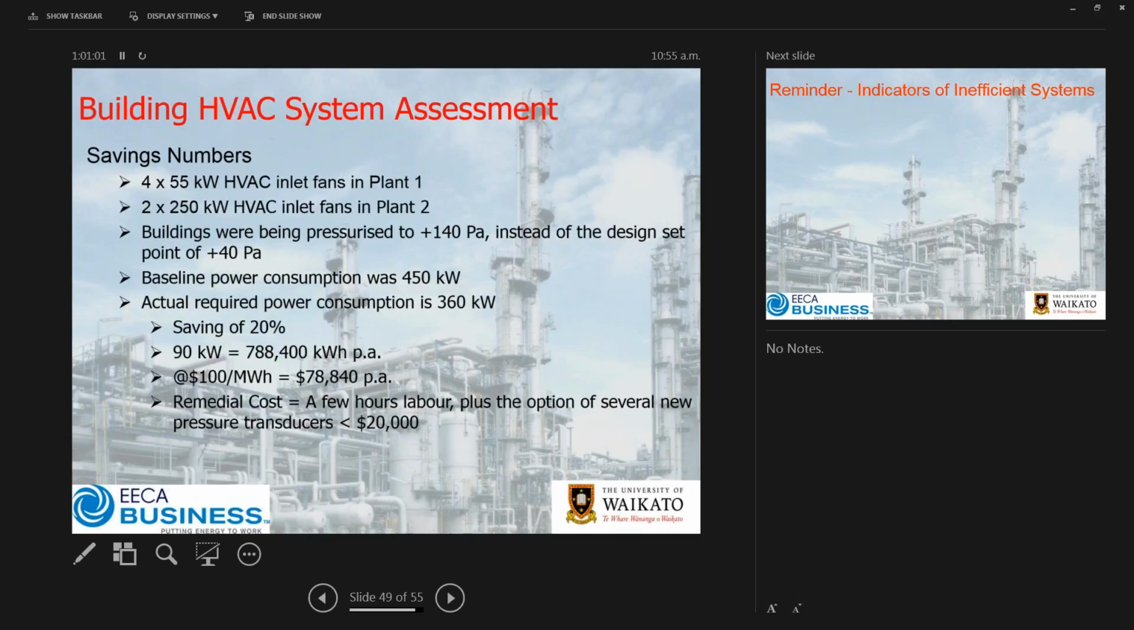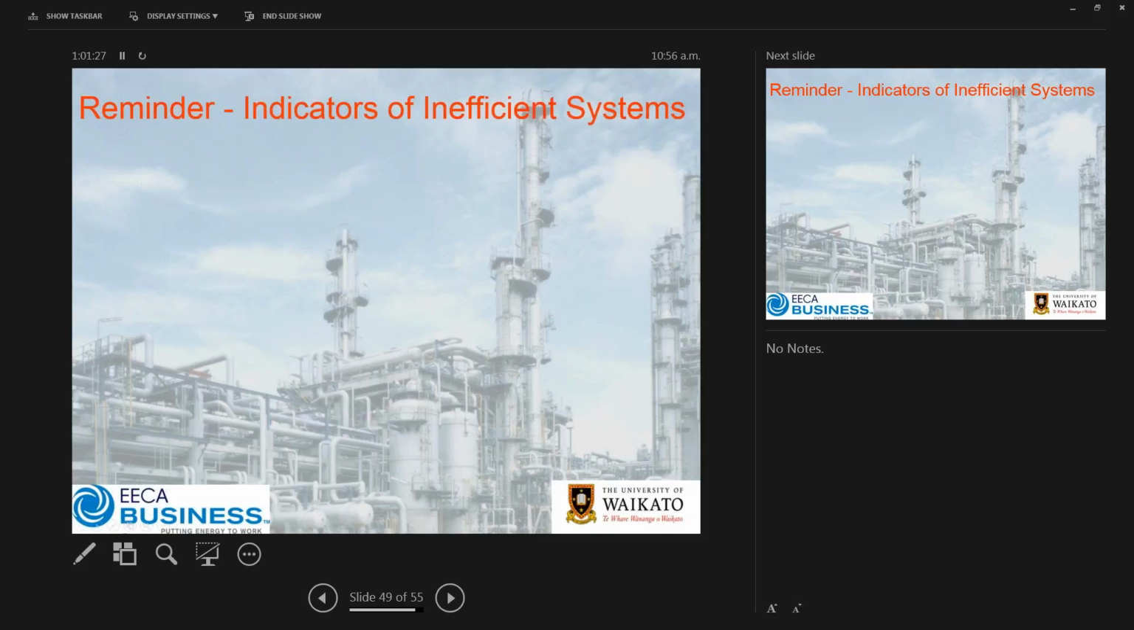And the irony is for those of you that have small plants, you might say, oh, those are big fans, I might only have a 10 kilowatt fan here or a 15 kilowatt fan there. The reality is the same attention to detail applies, where on your small system it's just a matter of making sure that your reference set points are right, that you're not over pressurizing things, and it's an easy, quick saving with no capital required at all, and it's just literally a few minutes of your time to go and have a look, scratch the surface and see what you find. So a reminder, once again, indicators of inefficient systems.